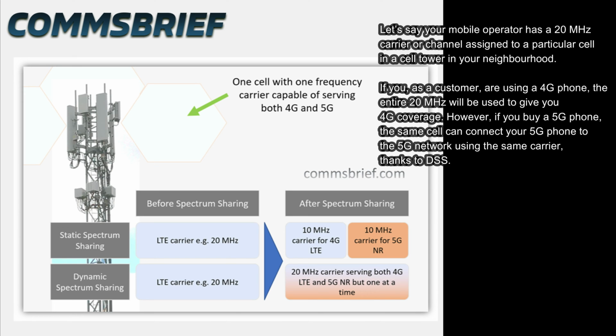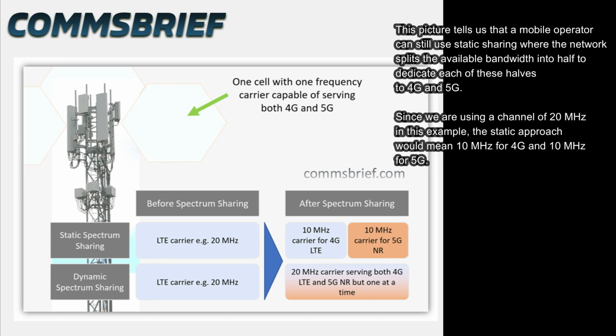Let's say your mobile operator has a 20 MHz carrier or channel assigned to a particular cell in a cell tower in your neighborhood. If you as a customer are using a 4G phone, the entire 20 MHz will be used to give you 4G coverage. However, if you have a 5G phone, the same cell can connect your phone to the 5G network using the same carrier because of DSS.